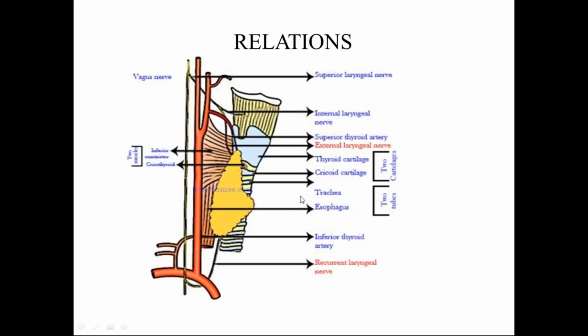Then what are the two nerves related to it? You're able to see, this is nerve number 1, the external laryngeal nerve, and this is nerve number 2, the recurrent laryngeal nerve. And what are the two muscles related here to the medial surface? The inferior constrictor and cricothyroid muscles.